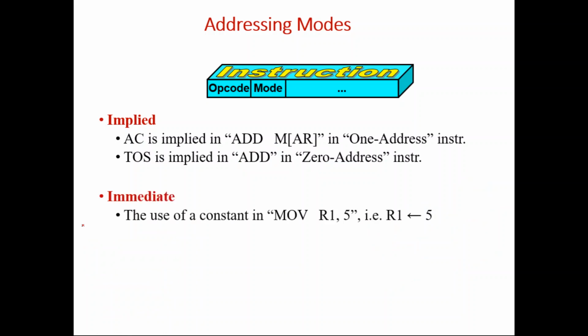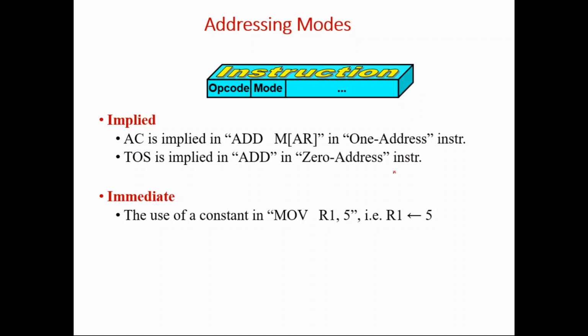Next is immediate. It's very simple. In immediate addressing mode, we directly give some immediate value. Here, this is an example, move R1, 5. So this will move just the value 5 to the register R1.